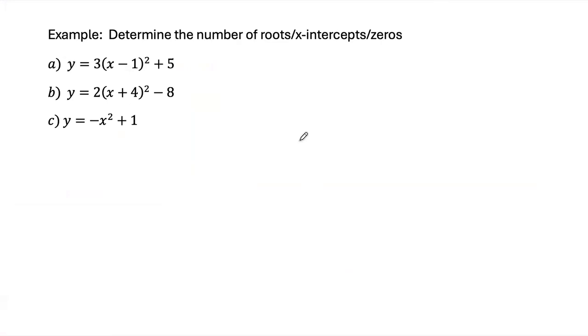Here I'm going to show you how to find the number of roots, which is also the number of x-intercepts or the zeros of a quadratic function. The approach you take will depend on which form the equation is written in. In these three examples that I have on the screen, they're all written in vertex form.